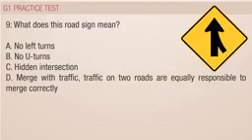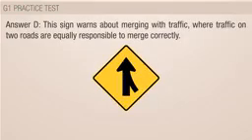Question 9. What does this road sign mean? A. No left turns. B. No U-turns. C. Hidden intersection. D. Merge with traffic. Traffic on two roads are equally responsible to merge correctly. Answer D. The sign warns about merging with traffic, where traffic on two roads are equally responsible to merge correctly.